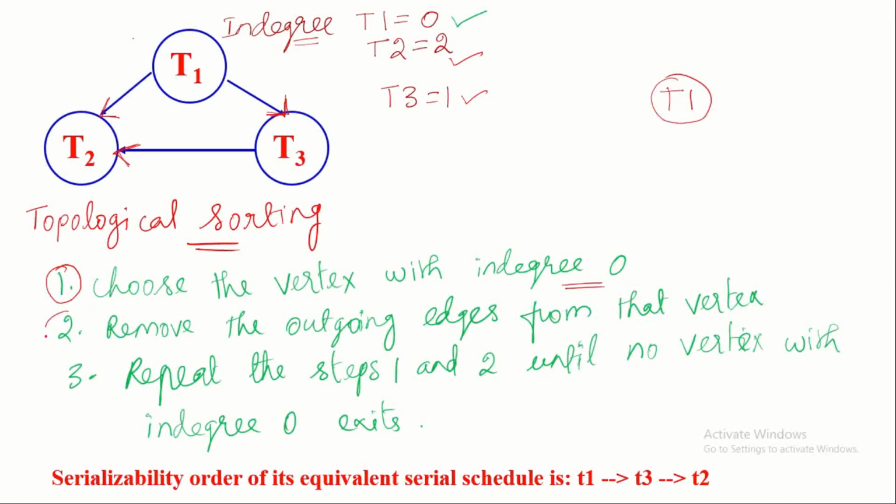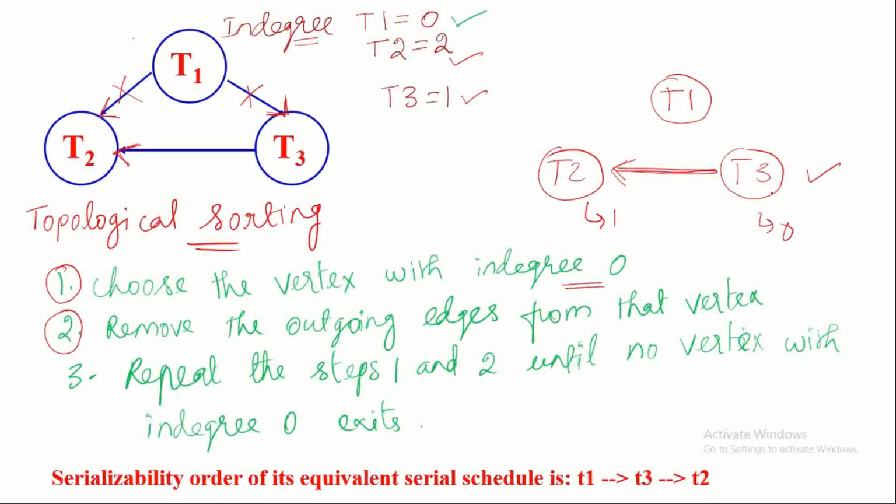Then, according to the second step, we need to remove the outgoing edges from the vertex. If you remove them, what is the rest of the precedence graph? So this alone will exist, because we removed the outgoing edges from T1, right? This is the remaining portion of the precedence graph. Then we have to repeat steps 1 and 2 until there is no vertex with in-degree 0. Again, in this remaining graph, we have to find the vertex with in-degree 0. What is the in-degree of T3 as of now? It is 0, and for the other it is 1.